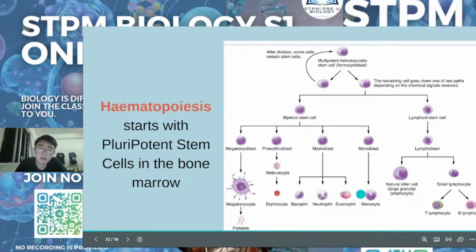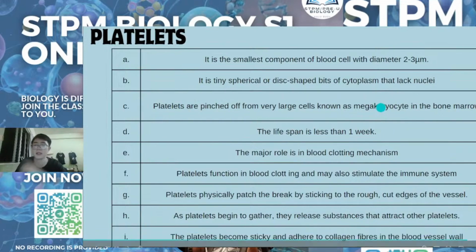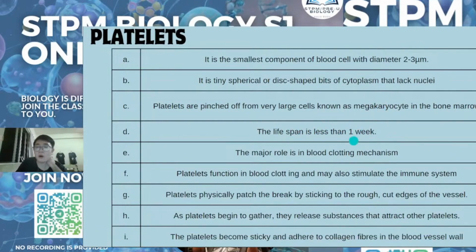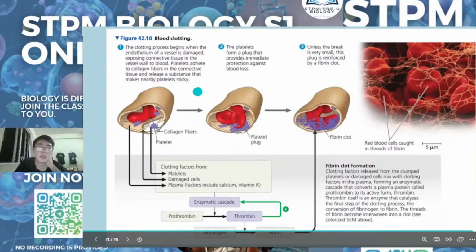This is erythrocyte, this is leucocyte. Okay, so megakaryocyte, and the lifespan of the platelet is much shorter compared to erythrocyte. It only has 1 week, and the main function is the blood clotting mechanism. Blood clotting, and also stimulating the immune system. Physically patching the blood by sticking to the valve. So this is the overall blood clotting mechanism.